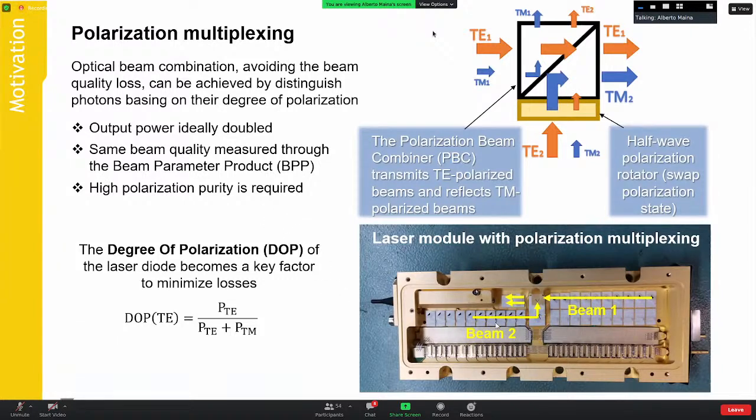In this figure, we can see the real devices with the PBC and the two beams that are combined here. So the degree of polarization, named DOP, is a key factor to minimize the output power losses, and it's defined as the ratio between the TE power and the total power.